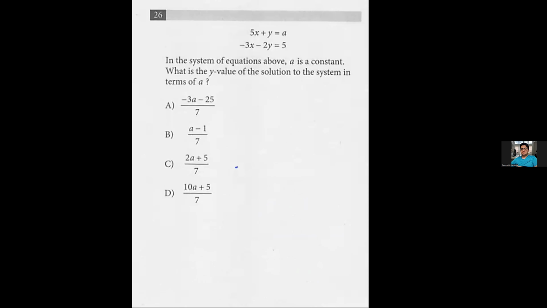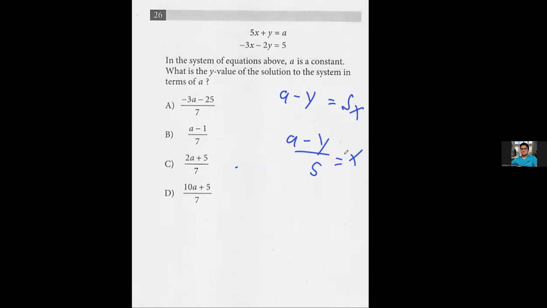Okay, so question 26, we have two equations and we're asked to find the y value of the solution in terms of A. For this question, first thing, let's just get rid of x first. So how we do that: A minus y equals 5x, which is just this top equation. Then we just divide both sides by 5. We get (A minus y) over 5 equals x.